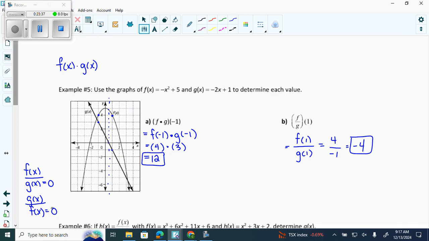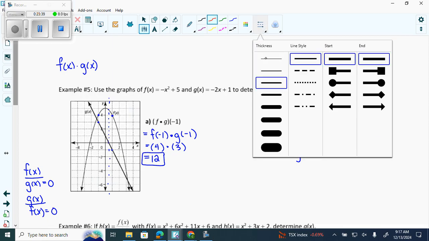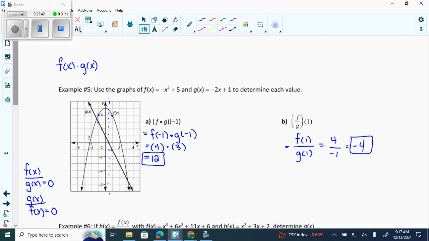So my vertical asymptotes would be here. Ooh, that's not a straight line. Pretend it is. And here. Does that make sense? So it's where you would get that division by 0, because you can't have that. So it doesn't matter which one's on the denominator. All right.